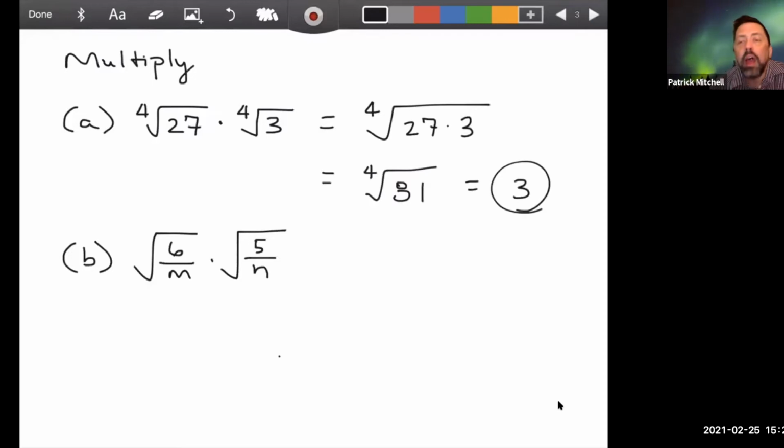Okay. So one thing the product rule does, it allows you to evaluate radical expressions that I would not be able to evaluate if I didn't know the product rule, because again, I have no idea what the fourth root of 27 is, and I have no idea what the fourth root of 3 is. So I can't evaluate those separately.